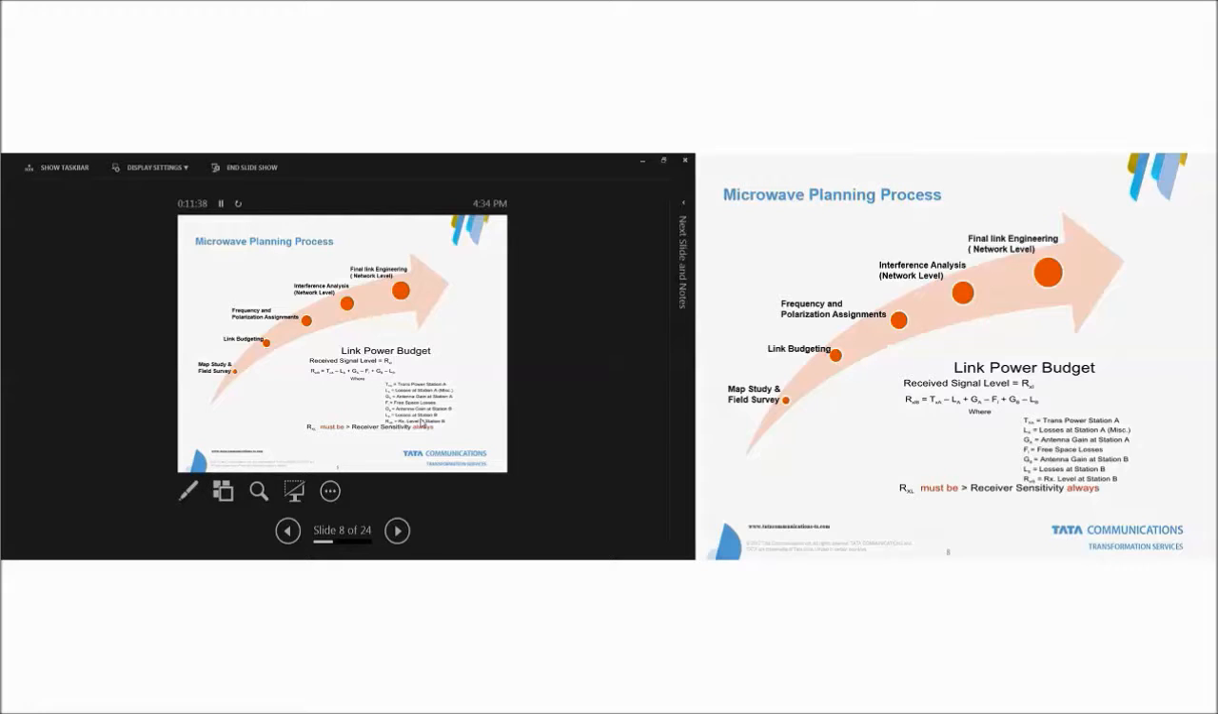After link budgeting, we can see what frequency and polarization assignments are. In the telecom field, microwave links use the frequencies 7 GHz, 15 GHz and 23 GHz. As you all know, as the frequency increases, distance decreases. So 23 GHz is commonly used in city terrains, 15 GHz in rural areas, and 7 GHz as backbone connectivity.